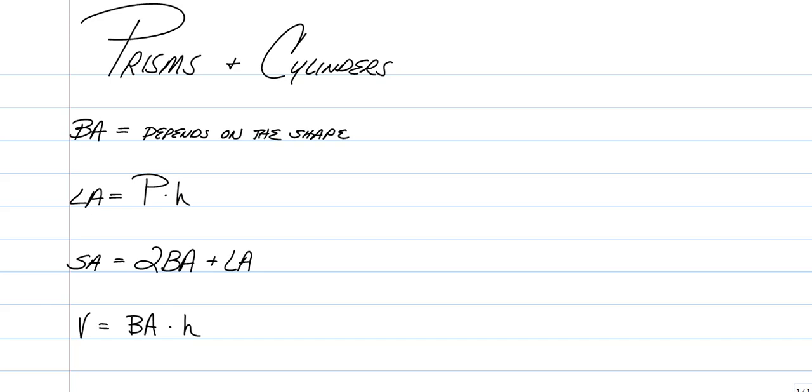To find base area, that depends on the shape of your base. Remember, for a prism, you can have a rectangular prism or a triangular prism. A cylinder is, in a way, a circular prism. It's all named by the shape of the base. So when you find your base area, it depends on the shape. That's why we cover 2D first.